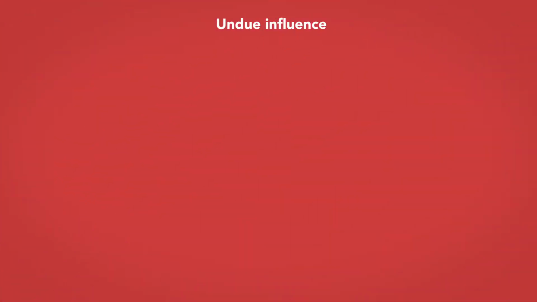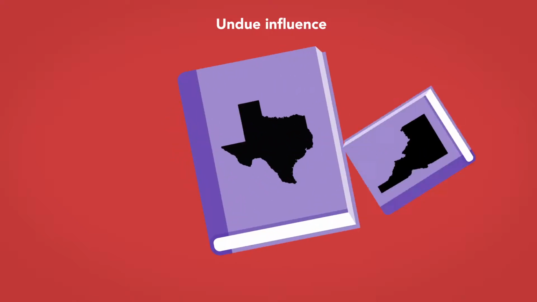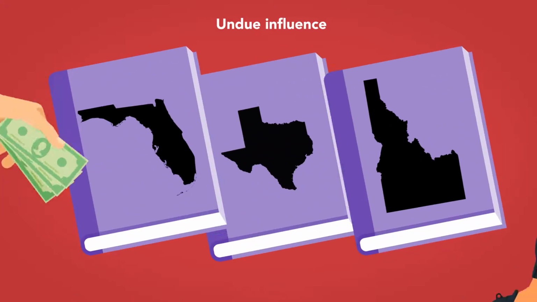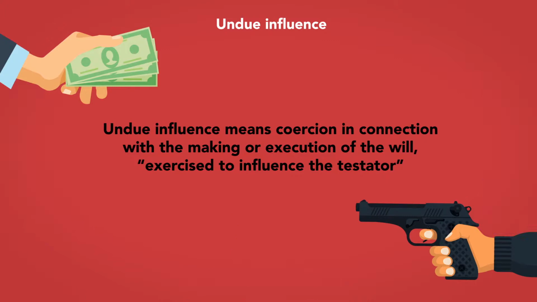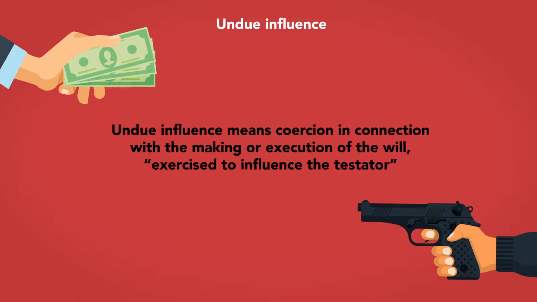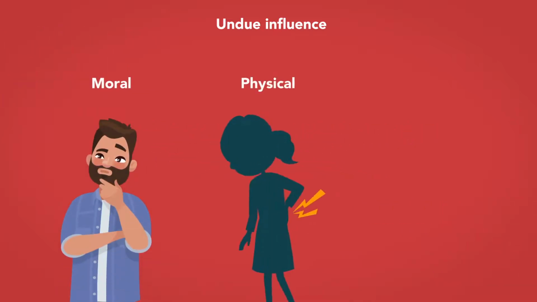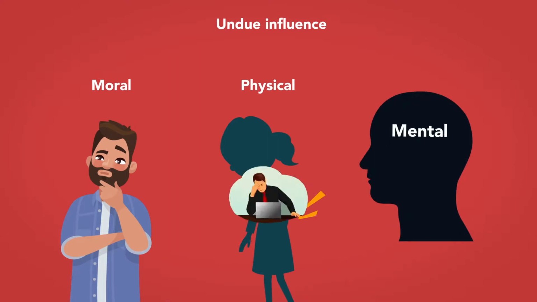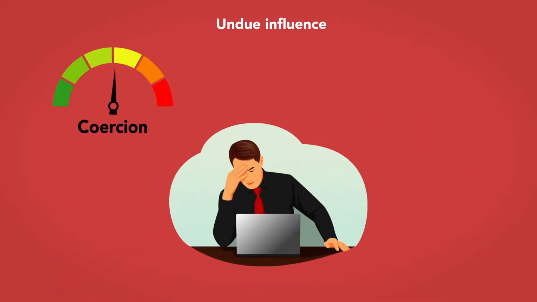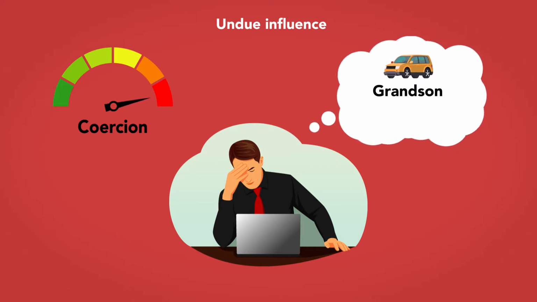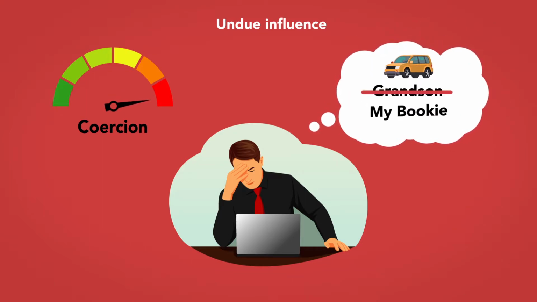Undue influence. Definitions of undue influence vary by state. Generally, undue influence means coercion in connection with the making or execution of the will, exercised to influence the testator. The coercion may be moral, physical, or mental, or all three, but the coercion exerted upon the testator's mind must be of a degree sufficient to turn the testator from disposing of his property according to his own desires by the substitution of the will of another which he is unable to resist or overcome.